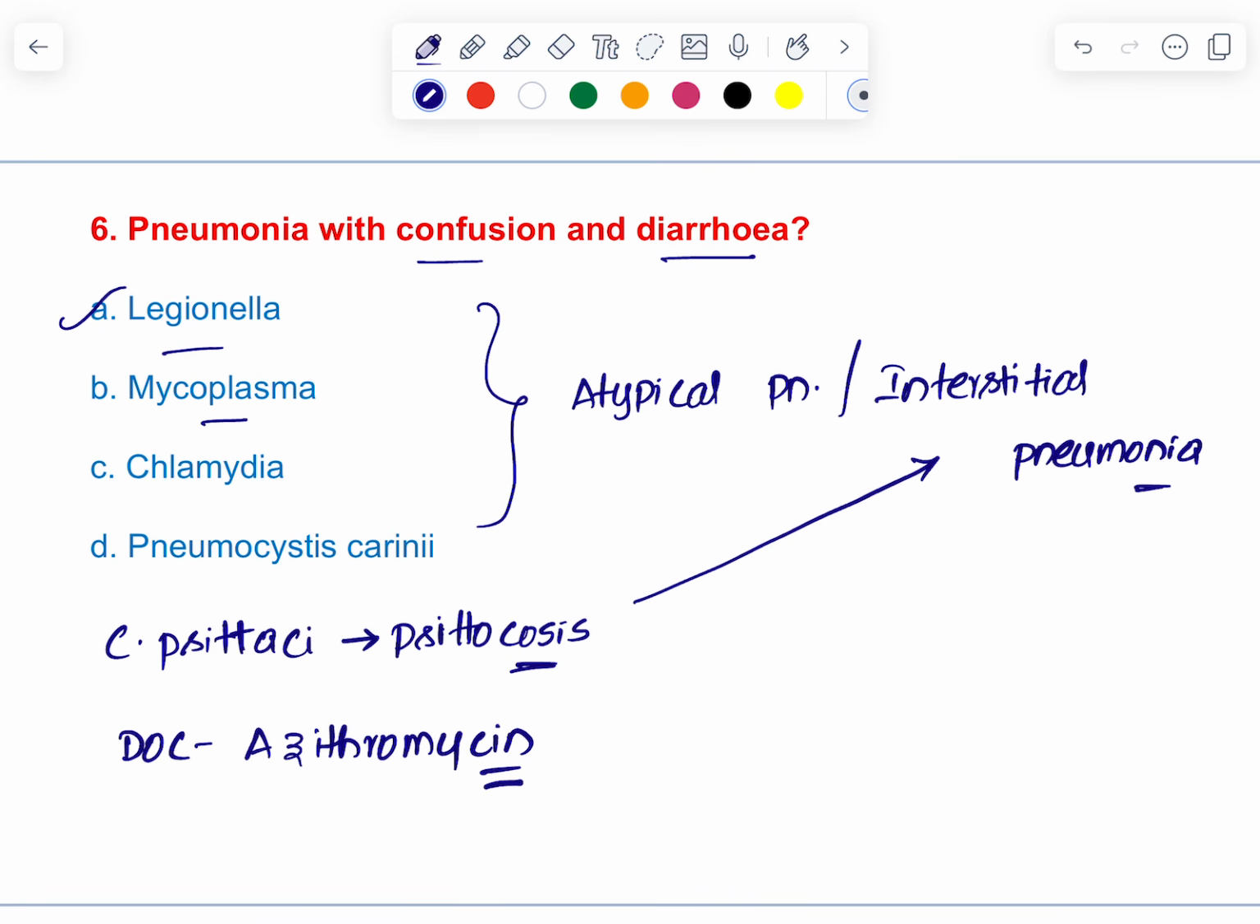Right, the drug of choice is azithromycin. And the antibiotic needs to be given for nearly 7 to 10 days. Okay, so that is about Chlamydia psittaci. So the answer here, the pneumonia with confusion and diarrhea, is Legionella. All right, next question.